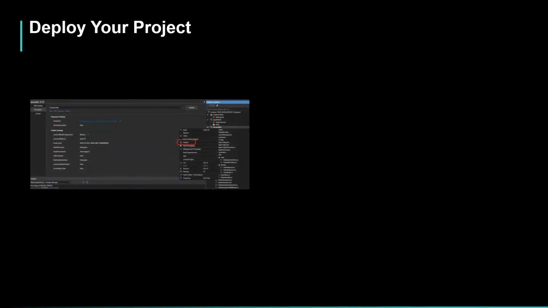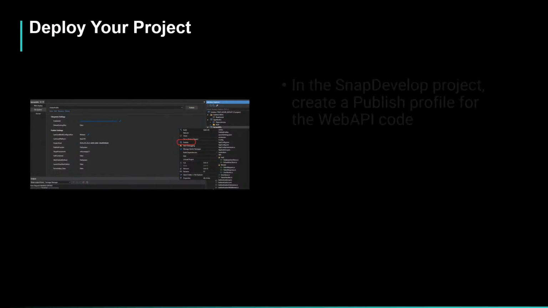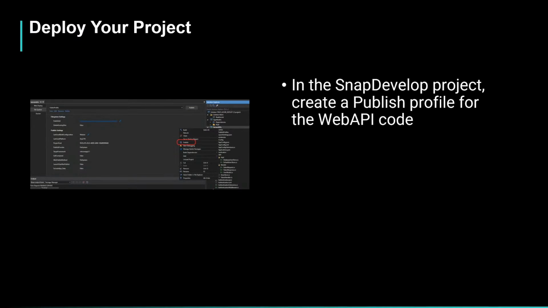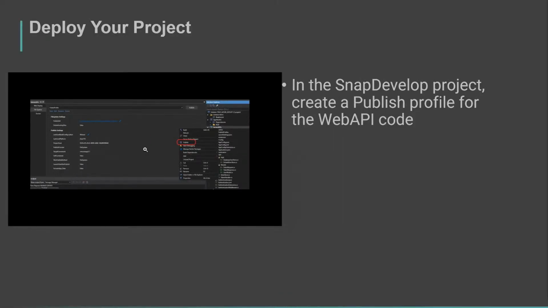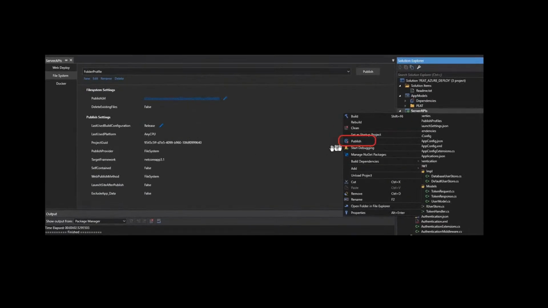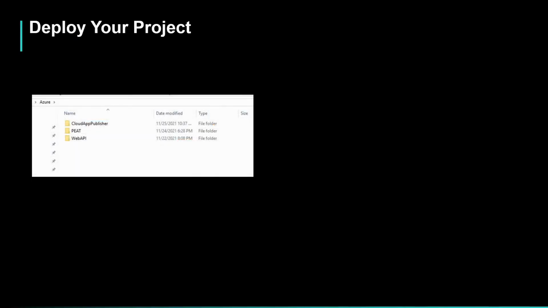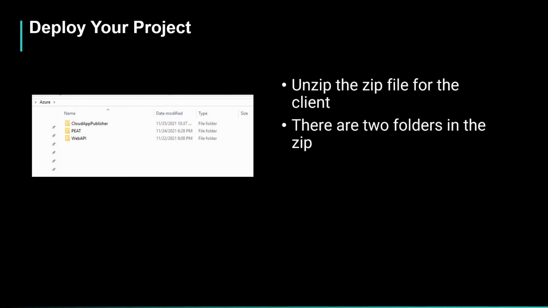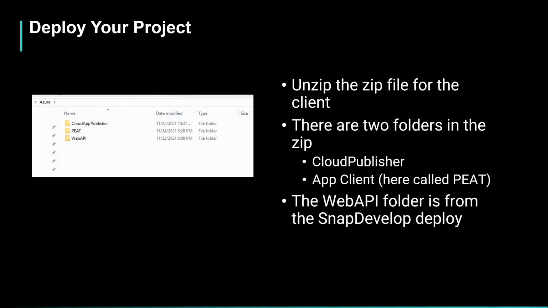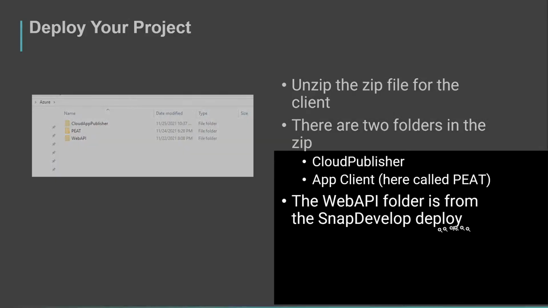Okay, now we're going to go to our C# project, and we're going to create a profile for publishing the Web API code. So you hit the Publish button, and you'll get a zip file.